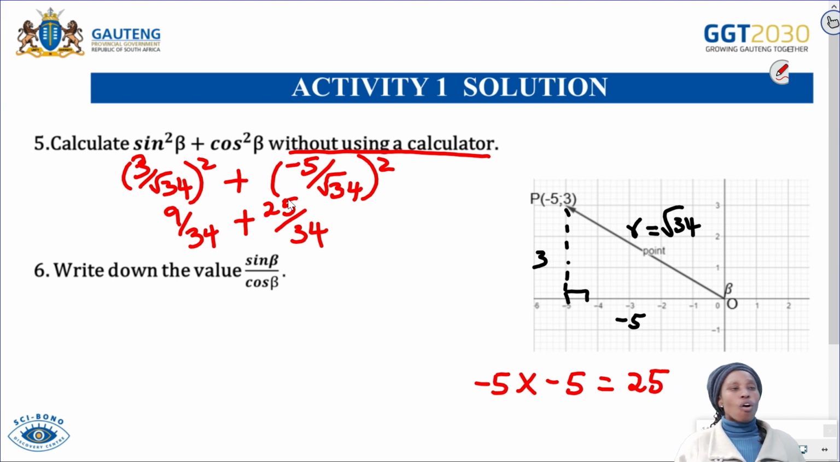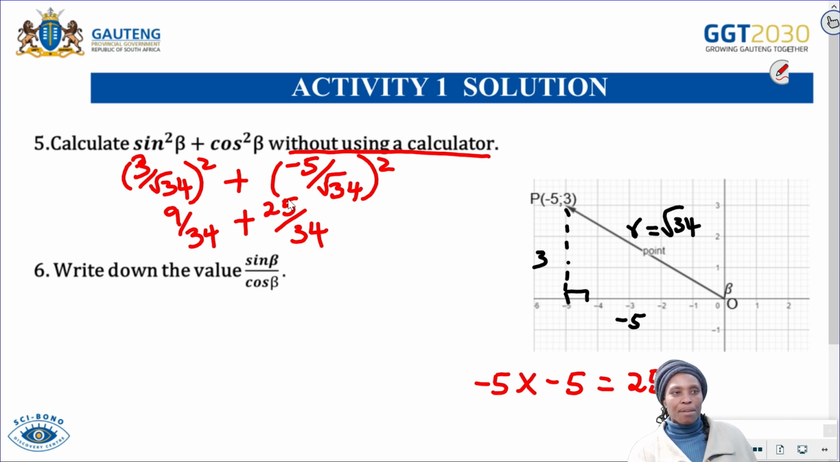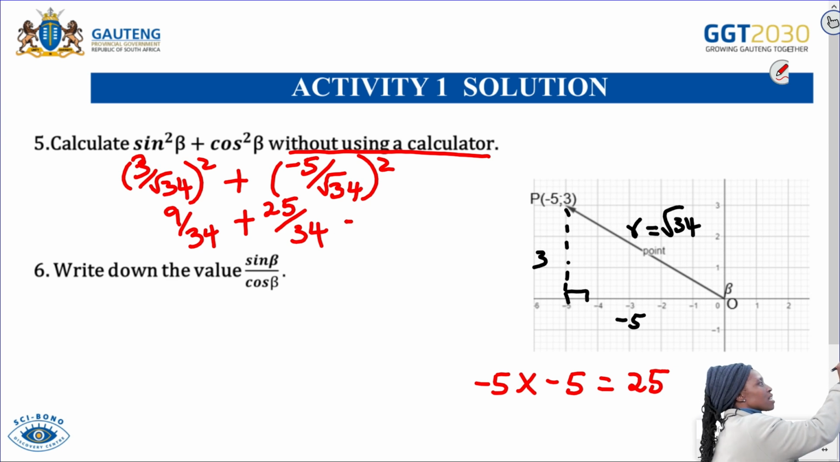Now they are having the same denominator, as you can see. When you are adding your fractions, you must check if you have your denominators the same. If your denominators are not the same, you cannot add the numerators. But in this case, my denominators are the same. It's 34 on the side for sine, and it's 34 on the side for cos. So I can just add my numerators. I will get 9 plus 25, it gives me 34 over 34.